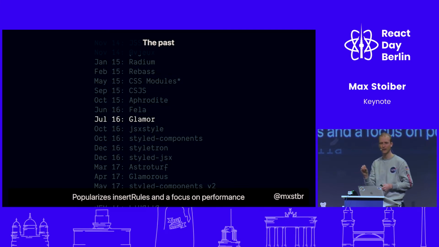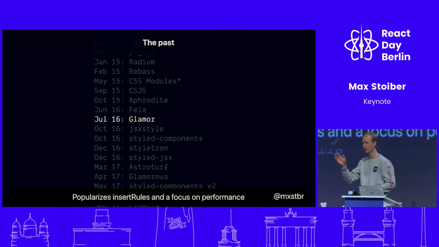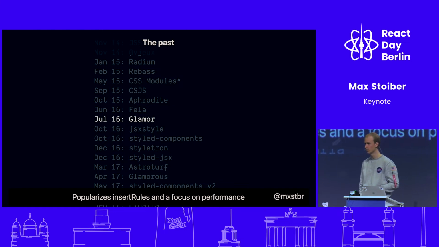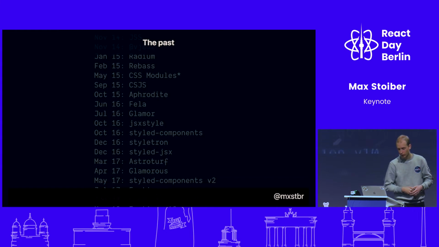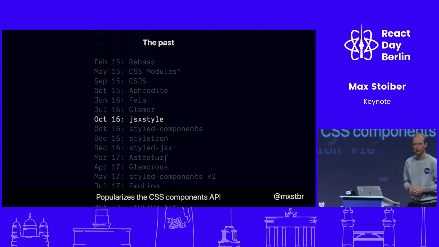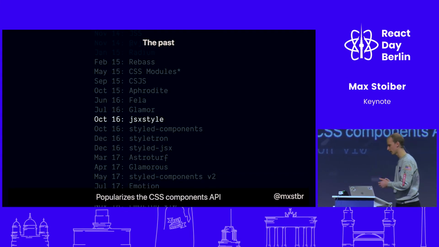When are you ever going to have 100,000 lines of CSS, right? That's insane. So Glamour really popularized that API. Now, I gotta give a shout out to Oleg again with JSS, because JSS had been using that API since November of 2014, which is incredible. Absolutely incredible.